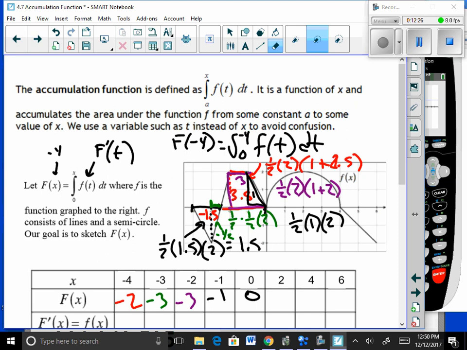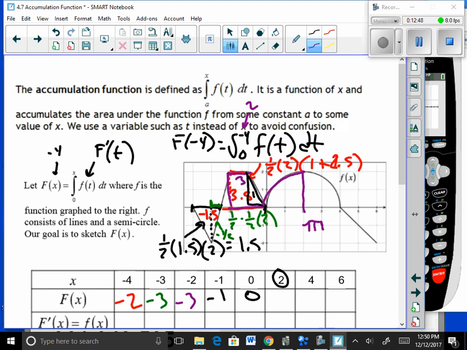Okay, so now I want to do the integral from 0 to 2. So now 2 is going to be my upper limit right here. So from 0 to 2, what's that shape right here? Quarter of a circle. Good.